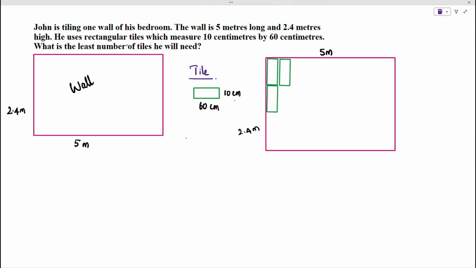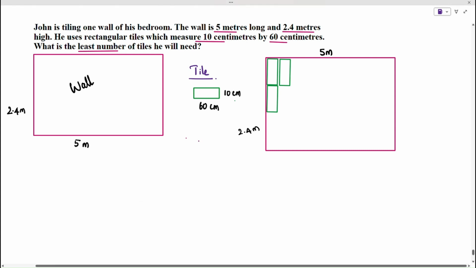John is tiling one wall of his bedroom. The wall is 5 meters long and 2.4 meters high. He uses rectangular tiles which measure 10 centimeters by 60 centimeters. What is the least number of tiles he will need? So, on our left, moving to our right, our first and second diagrams, we have a sketch of the wall, not to scale, and we have a sketch of a tile as well. That's not to scale too.